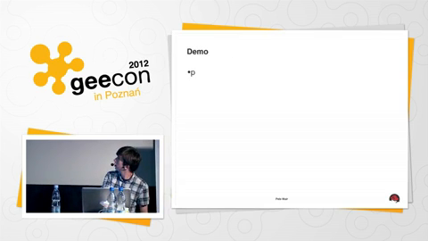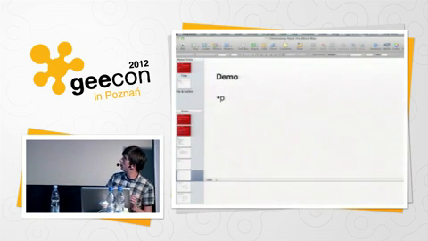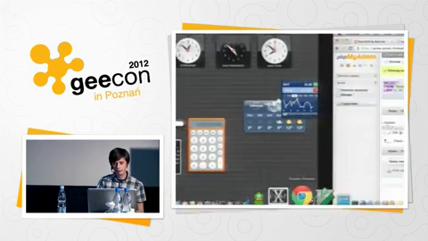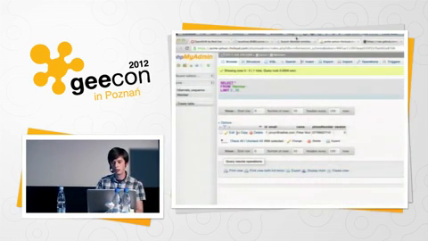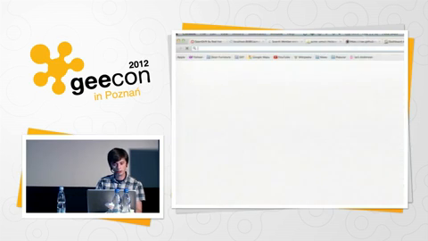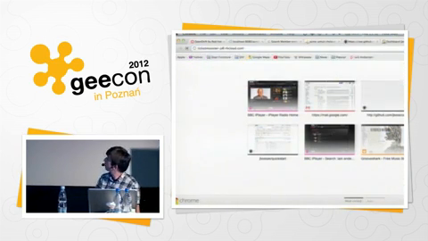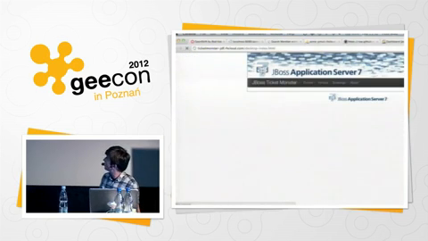Oh, and I don't know what the P's for, but this is the point at which I do the demo. So what I've got is the application deployed onto OpenShift, which is the Red Hat Platform as a Service, which runs JBoss AS7.